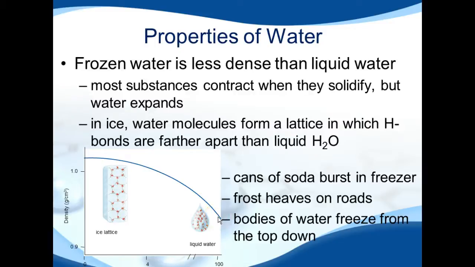So this explains, because water expands as it's frozen, why cans of soda burst in the freezer, why we have frost heaves on the roads once in a while, and why bodies of water freeze from the top down. Now that last point is really important if you're a fish. If you had bodies of water that froze not from the top down, you would have fish without any place to swim, right? So the tops of the lakes and ponds freeze and the water remains underneath so that the organisms that live there can still function.